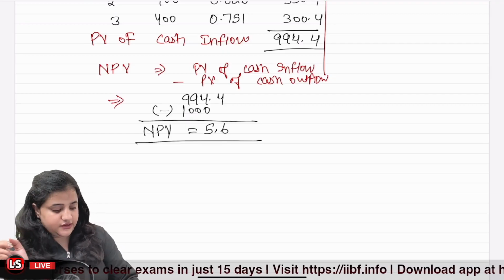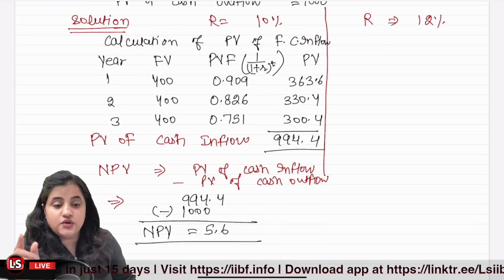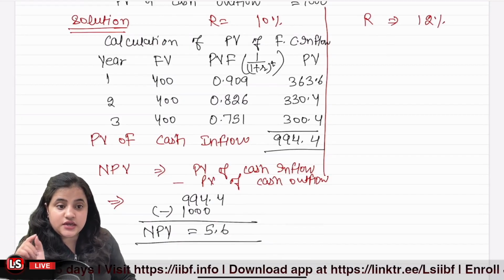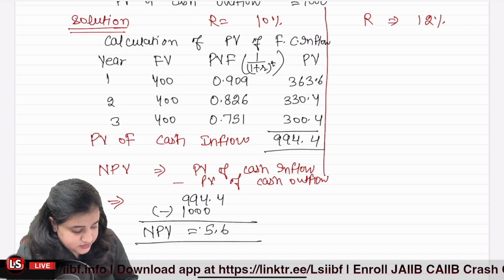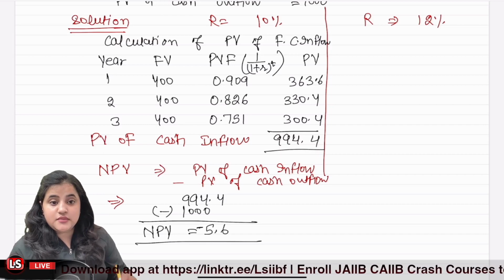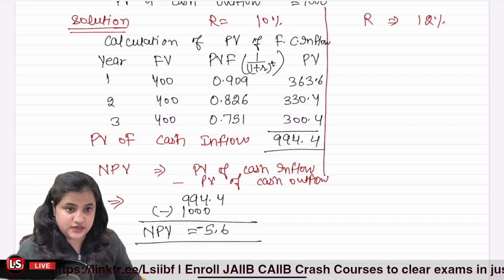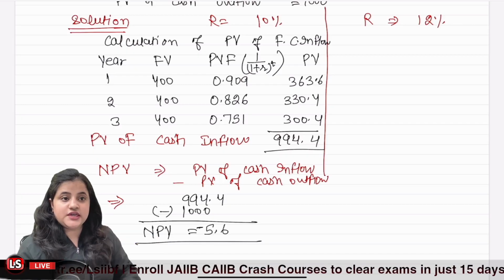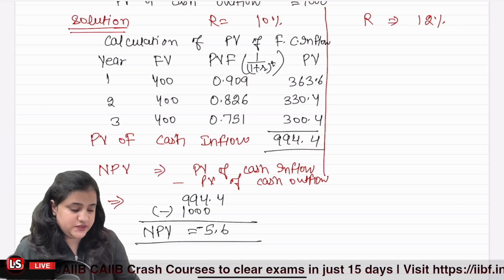Now tell me one thing. Is this rate, this 10%, my internal rate of return? Answer is no. Why? Because the internal rate of return is the rate at which NPV will be 0. But here I am getting minus 5.6. It means IRR has to be some other rate. So we will take a higher rate this time. I'm going to use the calculation by 12%.